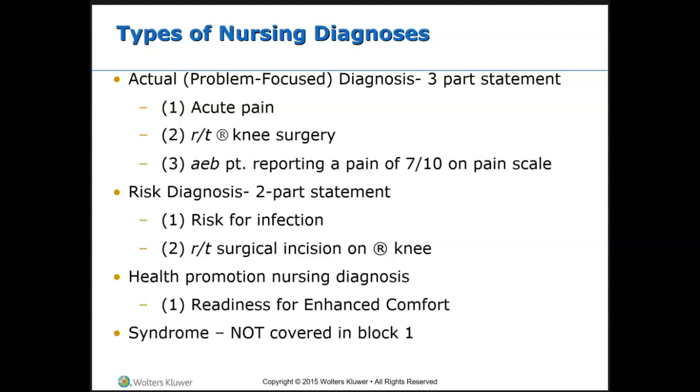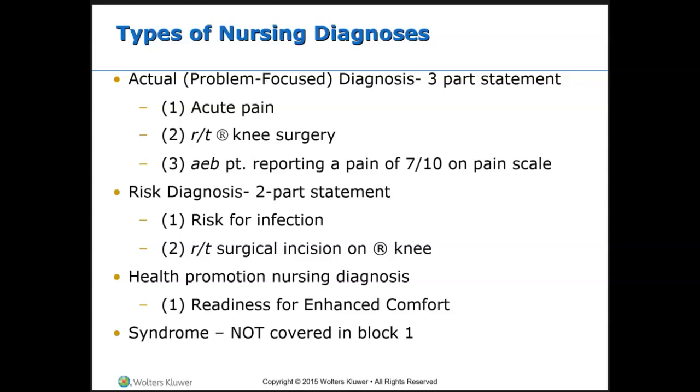Remember, your reference material is listed very vague, right? So you need to customize it to what's happening with your patient in front of you, as I've done with this example. So our complete actual nursing diagnosis would be as follows. Acute pain related to right knee surgery as evidenced by patient reporting a pain level of 7 out of 10.